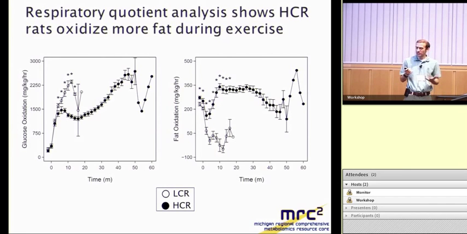Okay, so this fuel selection, right? For some reason, the LCR rats are burning more glucose and less fat. Well, that's a metabolic question. Why is it that these rats can do this?